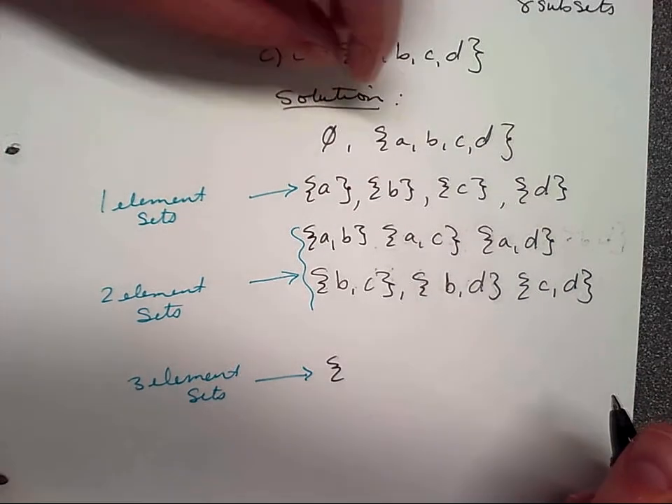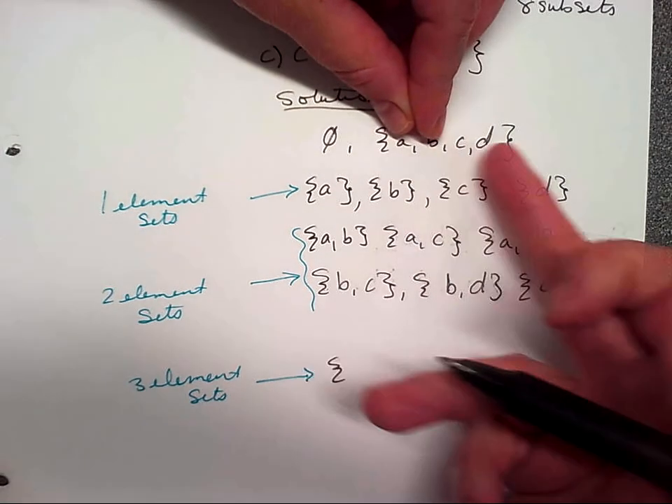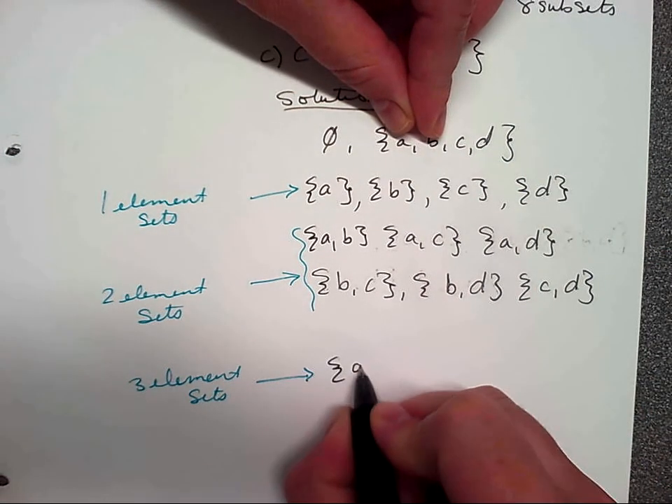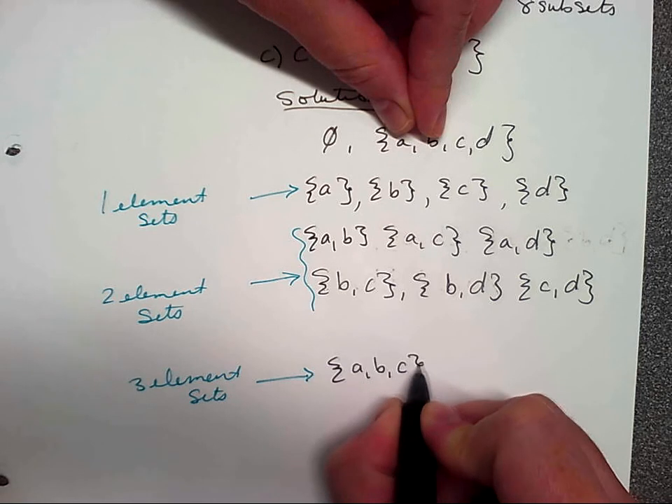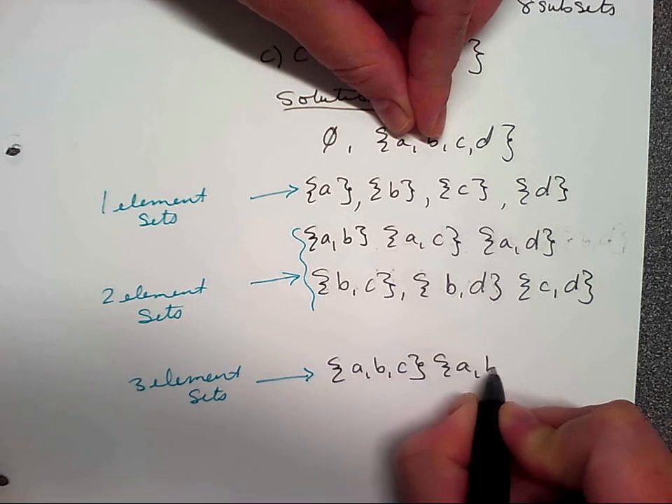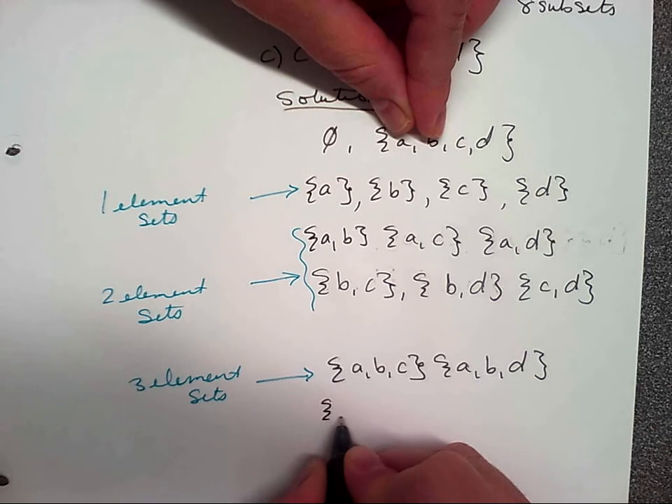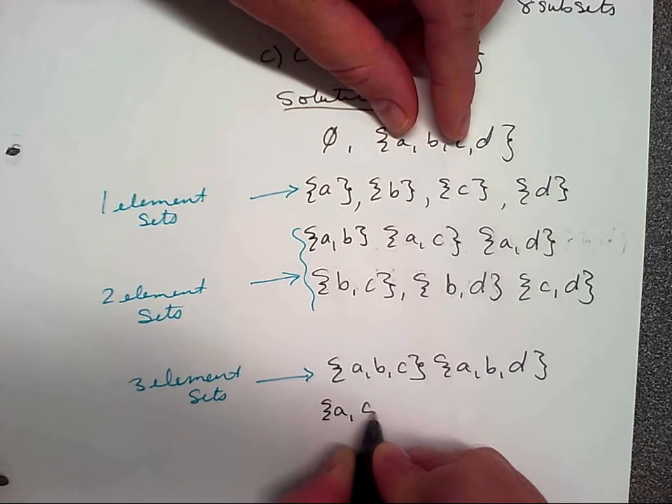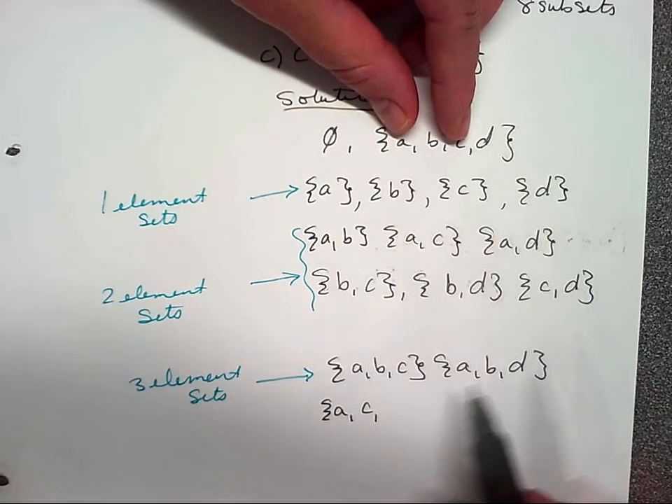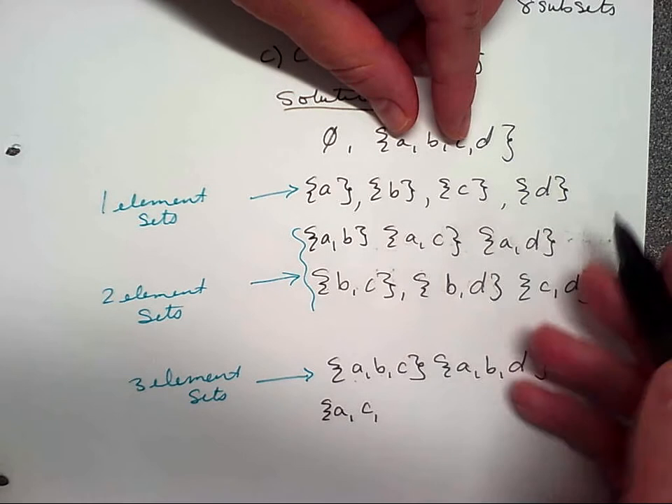So again, I like to do it in a systematic way. A, B, and then I'm going to change the last element. A, B, C, A, B, D. Okay, now I'm going to change that second element, A, C. A, C, B, I already wrote that, right? A, C, D.